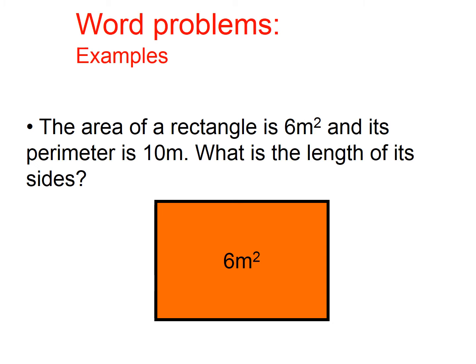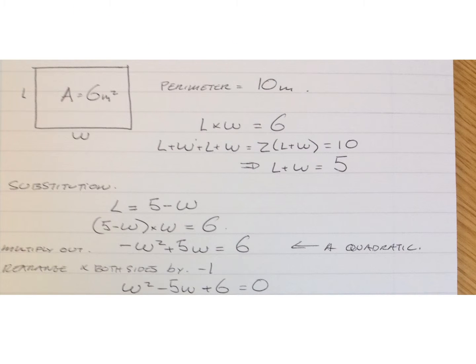So, simple example here. We're given the area of a rectangle and the perimeter, and we're asked to find the length of its sides. So this is just working through that example. Very good idea to draw your problem out. So we've got a rectangle.